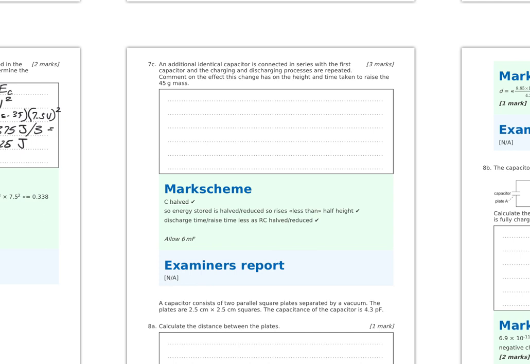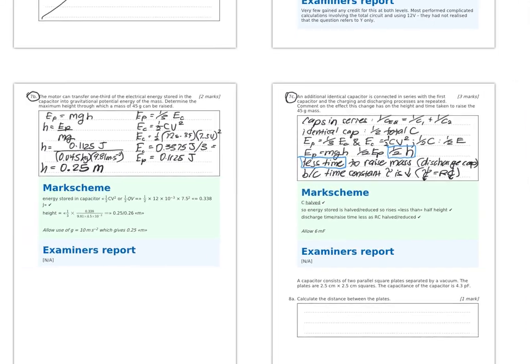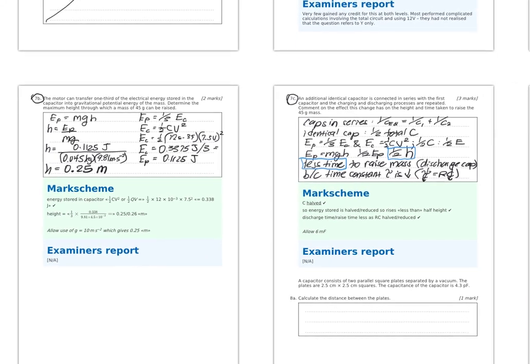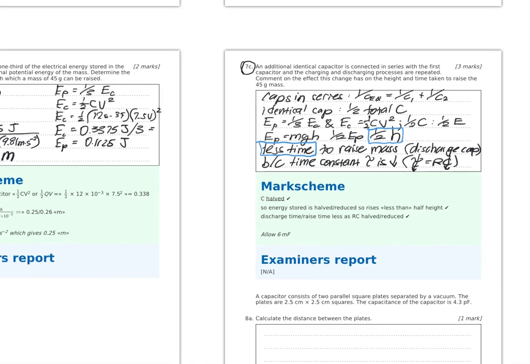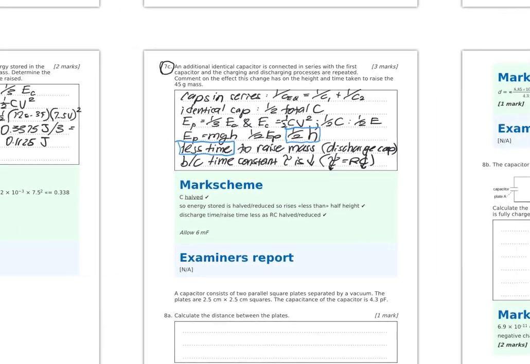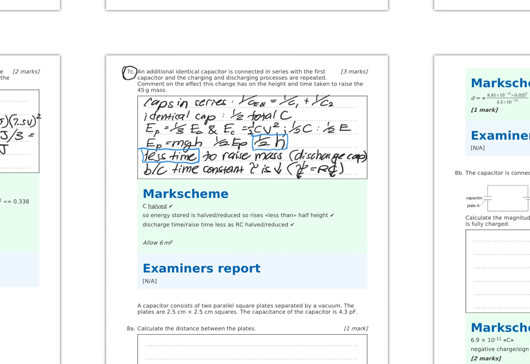Now for number 8. Just to comment on the mark scheme, I don't know why it says allow 6 millifarads. Maybe in calculations, I guess. But it doesn't say calculate anything, it just says comment. And then, yeah, there were actually 2 things needed to comment on, but the third mark was the fact that you would need to say that the total capacitance is halved. So that's kind of like your starting point. Actually, that was the first mark, really, and then half the height in less time are the other 2 marks.